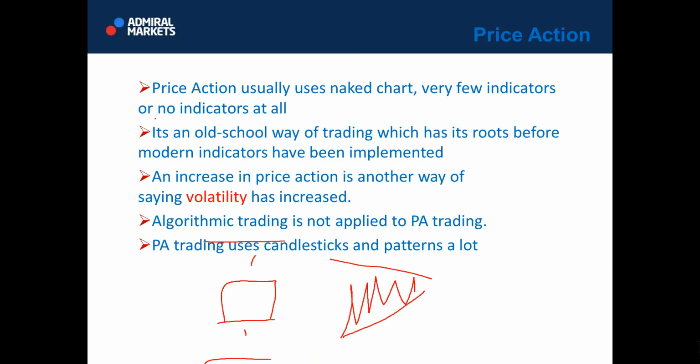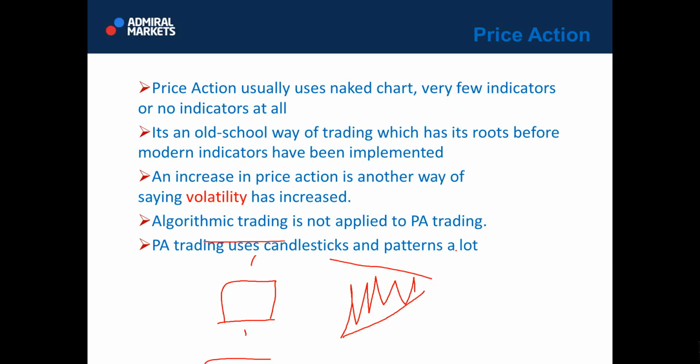An increase in price action is another way of saying volatility has increased. Algorithmic trading is not applied to price action trading. Algorithmic trading is usually indicator trading, because indicators use algorithms, and they're not applied to price action trading. Price action trading uses candlesticks and patterns a lot.